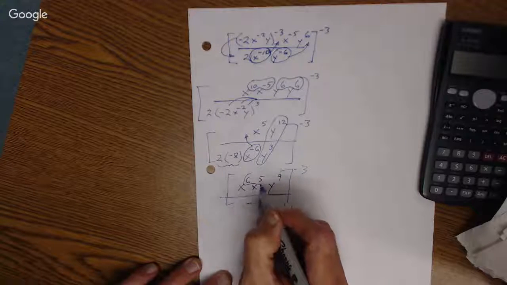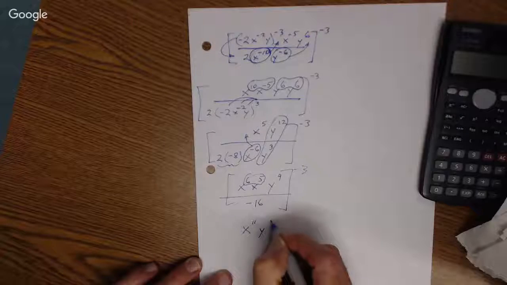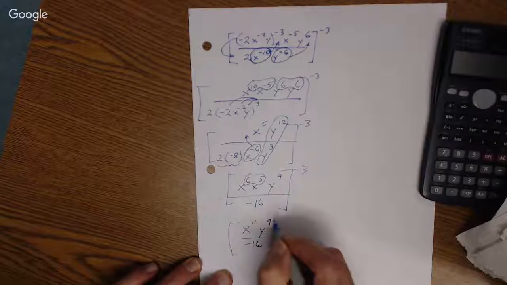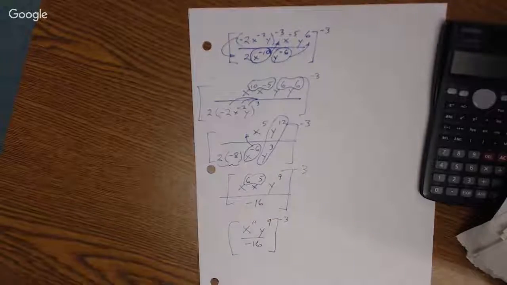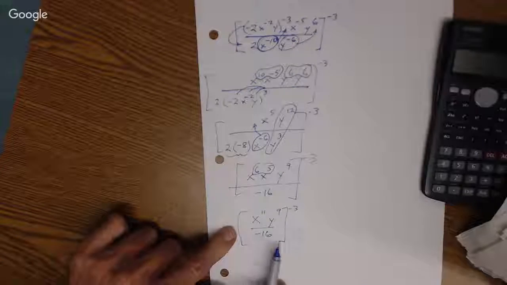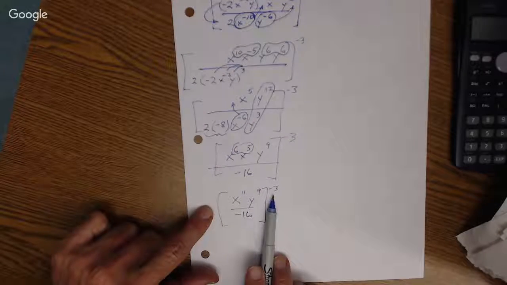And now I'm going to combine the 5 and the 6. So I'm going to get x to the 11th, y to the 9th over negative 16, all to the negative 3 power. And now I've made what's inside the parentheses as simple as I can possibly make it. So now I can finally deal with the negative 3 on the outside.